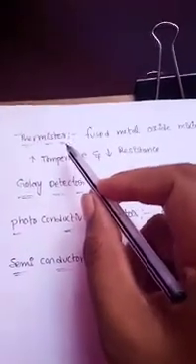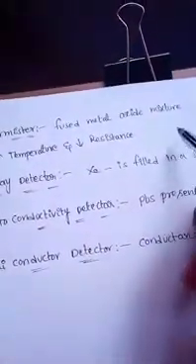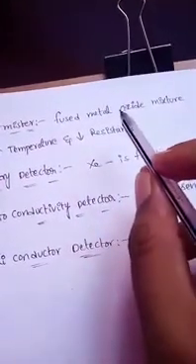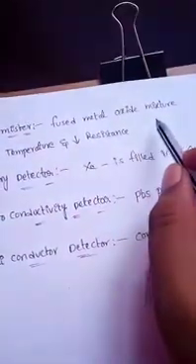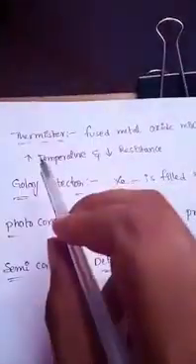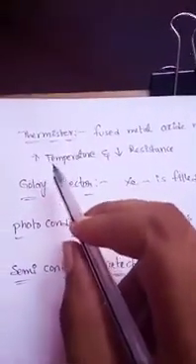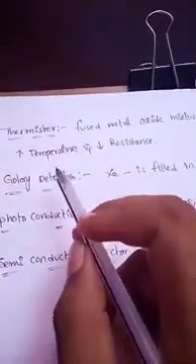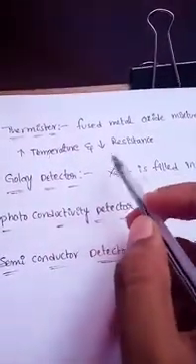Next, the thermistor material. The thermistor is the third detector material. A thermistor is a fused metal oxide mixture. Suppose sodium is the metal; a sodium oxide mixture acts as a thermistor material. In a thermistor, an increase of temperature leads to a decrease of resistance. That is the thermistor character.